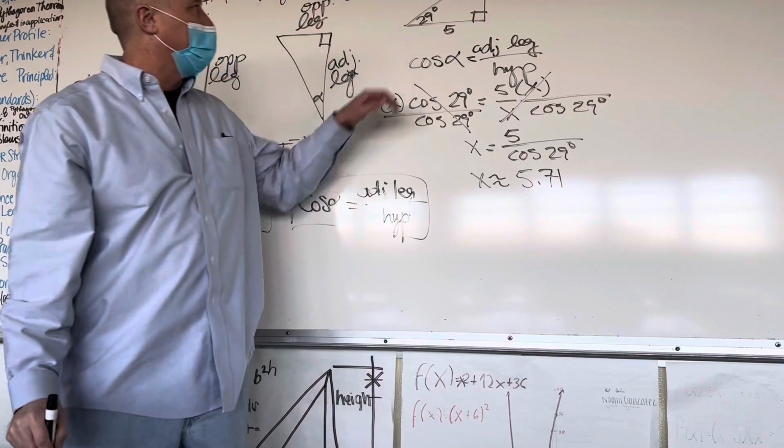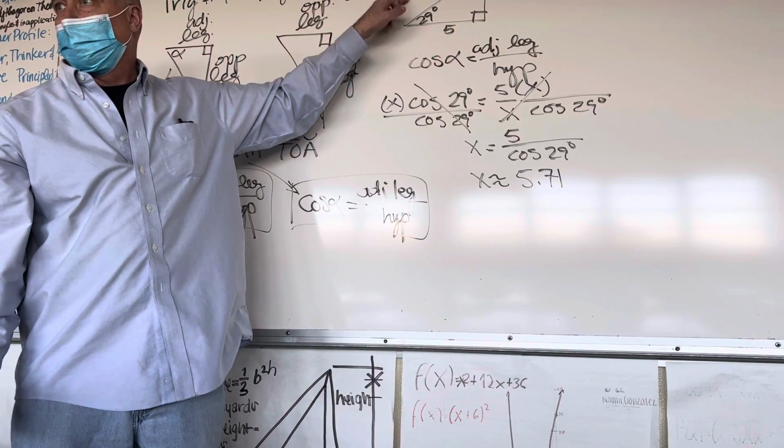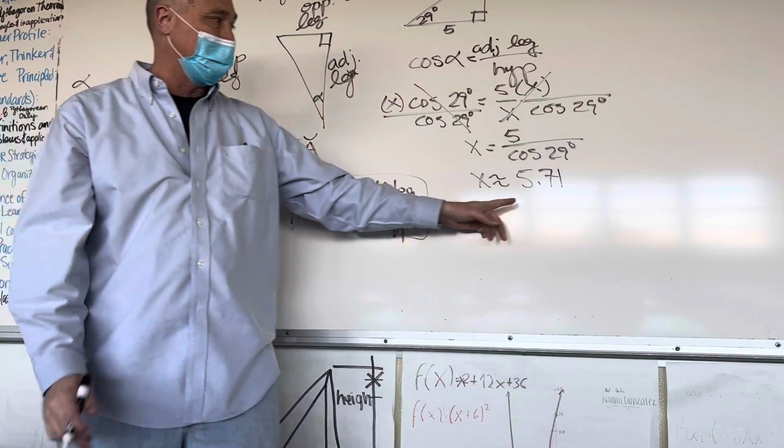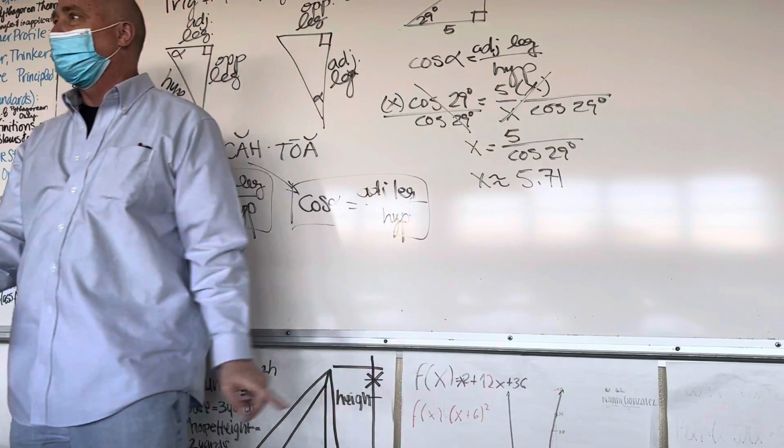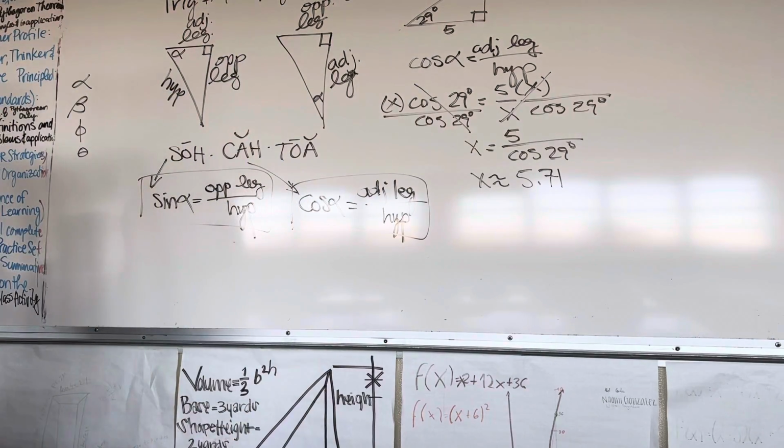The other one was too small. It has to be larger than 5 because it's the hypotenuse, and that's the longest side. Okay, who got 5.71? Good.